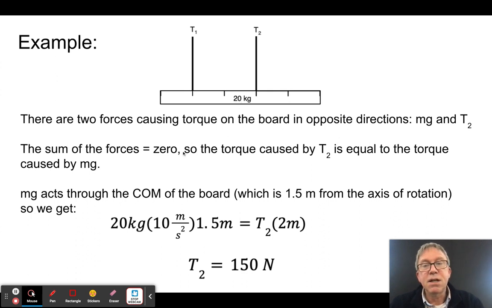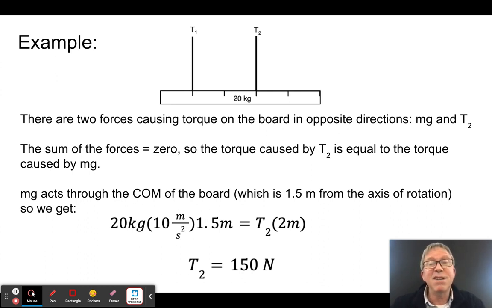That's the clockwise torque. Since it's not actually rotating, it must be equal to the counterclockwise torque, which is going to be T2 times an r of 2 meters. So T2 times 2 meters. And when I solve this, there's only one unknown, and that's T2. T2 is 150 newtons. It's so awesome.